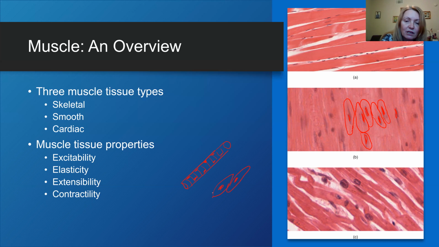They are uninucleated, one nucleus per cell, and they are not striated. So you see there is no striation like in your skeletal muscles, and they are involuntary. That means you cannot control contraction of your smooth muscles. And the third group of muscle cells are cardiac cells.